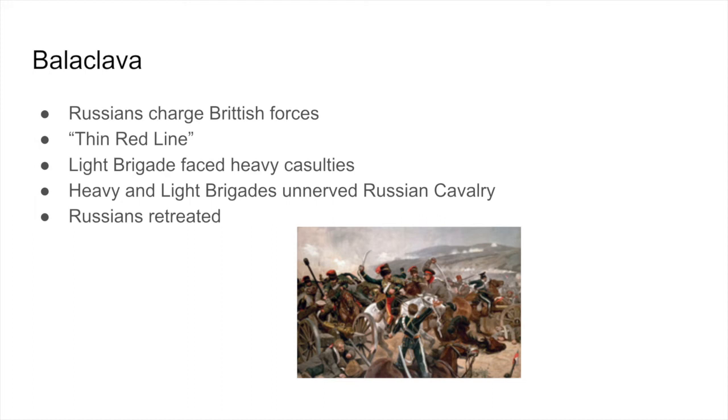Then with the Light Brigade, they faced heavy casualties because of a miscommunication. To prevent the Russians from moving captured artillery, the Light Brigade was ordered to go in and seize them. But because of a miscommunication, the brigade was confused about which guns to seize, which led to the Light Brigade going into the valley, where they were fired upon from 3 sides by the Russians.